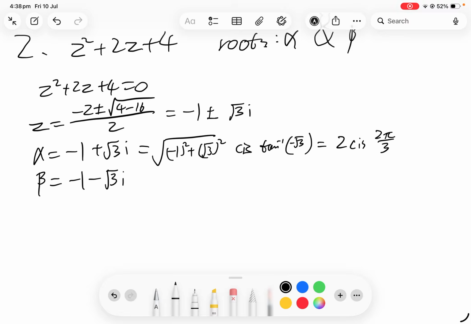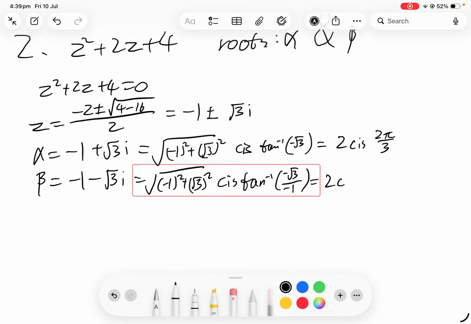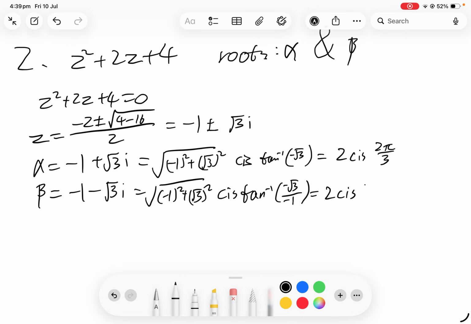And now for beta, well, we know it's still this. Cis, but instead it is tan of negative square root 3 over negative 1, which equals to still 2 cis. Well, that means it's in the Q3, and it's still going to be 60 because still square root 3, so it's still pi on 3. But pi plus pi on 3, so that's just 4 pi on 3.